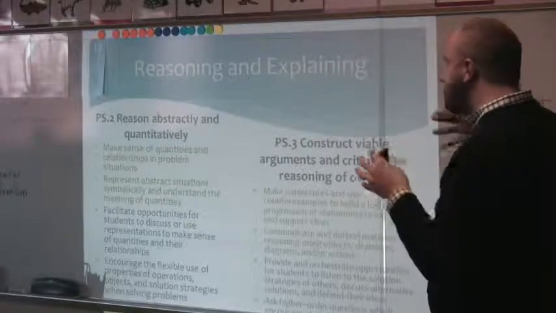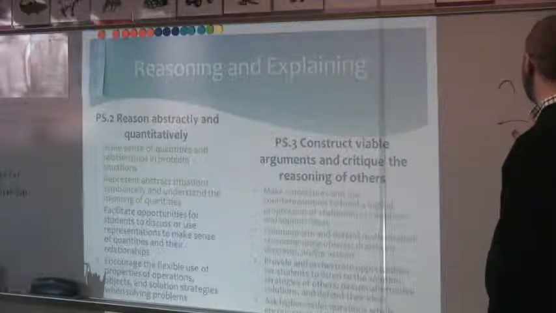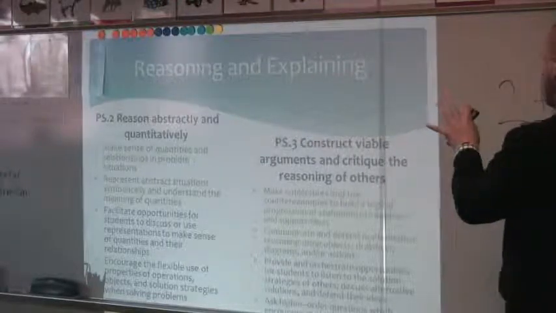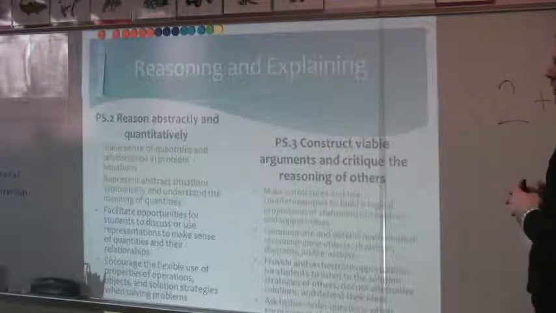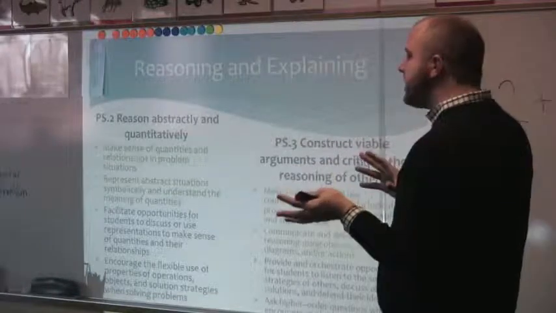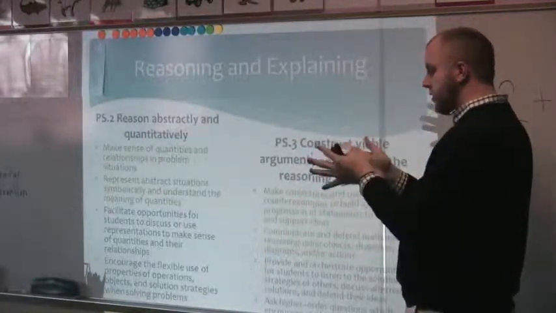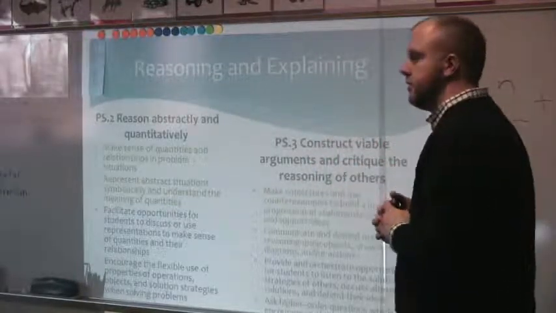So for the student component, if I was looking around the room, does the student realize that a two and a three means that I have two of something and three of something and I'm putting them together to get a new total? What is it that the teacher is doing then if we were to do a look-for of the teacher's behavior for this process standard?